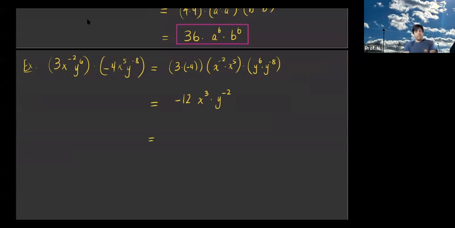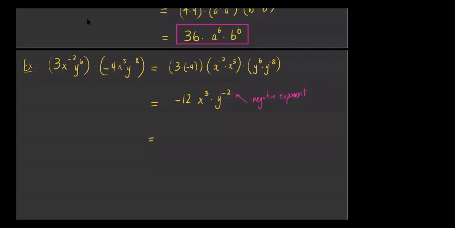Now, I've done the multiplication, but what's the only issue here? The issue here is that I have a negative exponent. How do we take care of negative exponents? I want to make them positive. And how would I do that here?